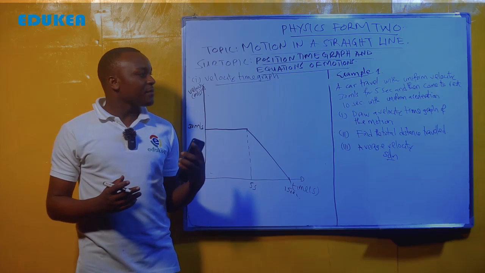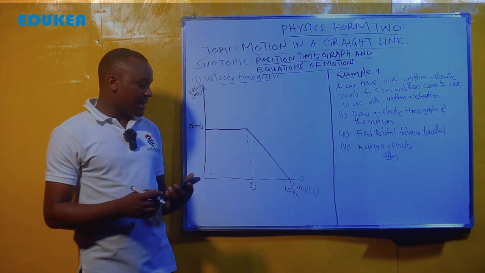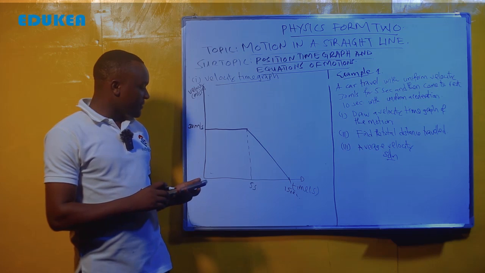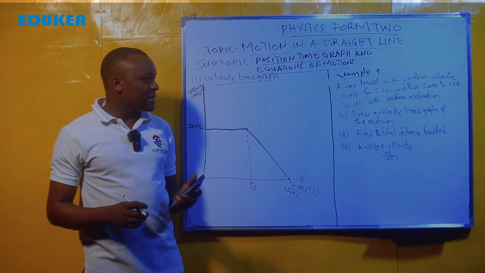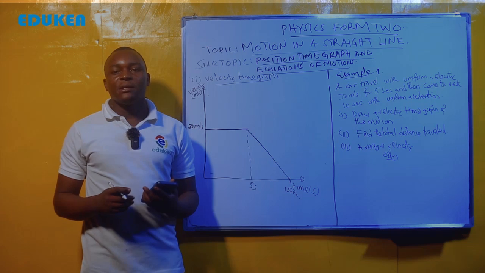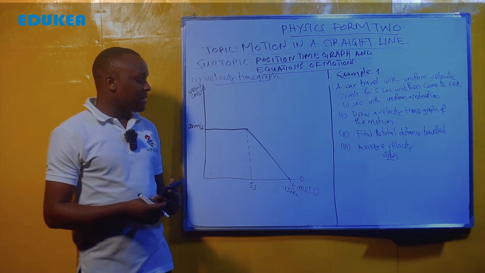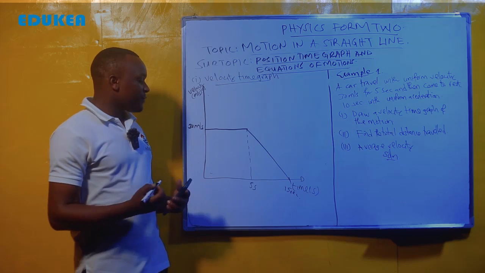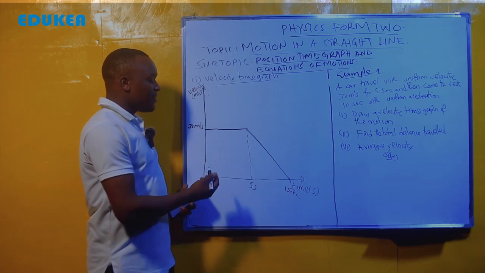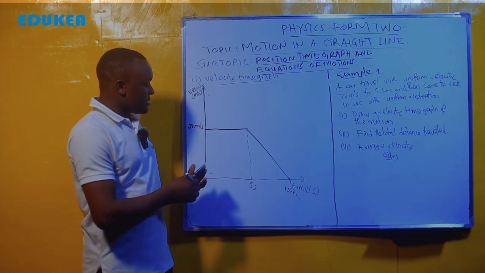Now let's find the total distance. The total distance is equal to the area covered by the graph. So if we find the area of this figure, we will find the total distance traveled by the car.